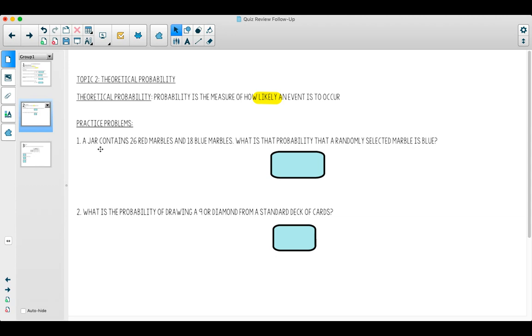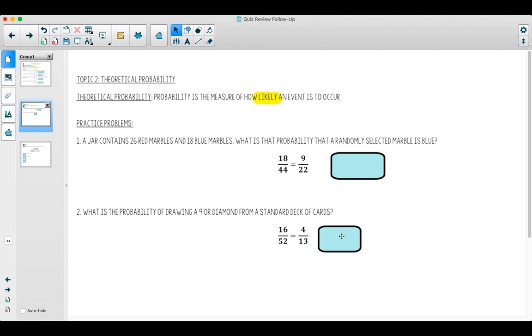So add up 26 and 18, and that gets me 44. What's the probability of getting a blue marble? Well, that's 18 over 44, and we always want to put it in simplest form, so 9 over 22. And in this last problem, try it on your own. What is the probability of drawing a 9 or a diamond from a standard deck of cards? We know that there are 52 cards in a deck. Diamonds make up 13, and there are 3 other 9s accounted for, so that gets you 16 over 52. Put that in simplest form, and that's 4 over 13.